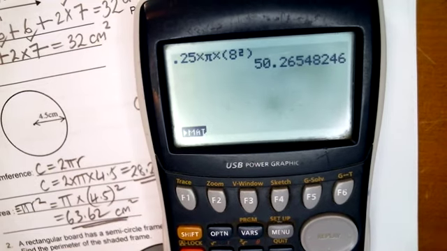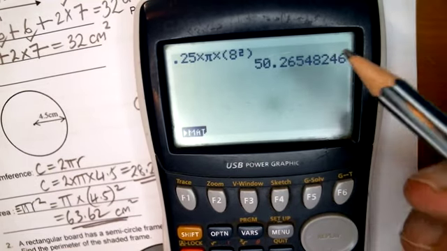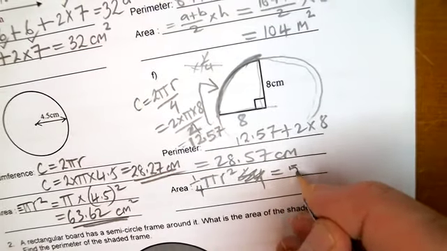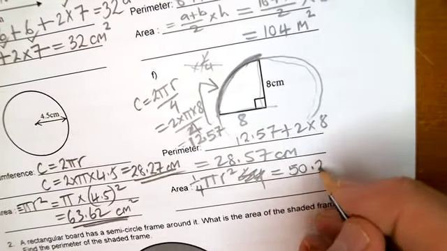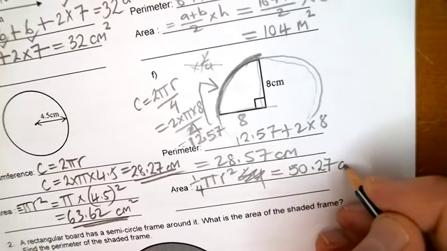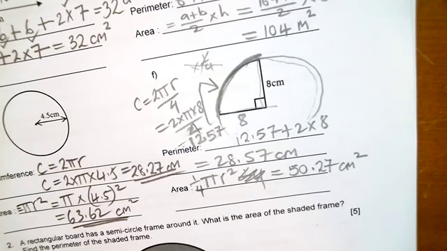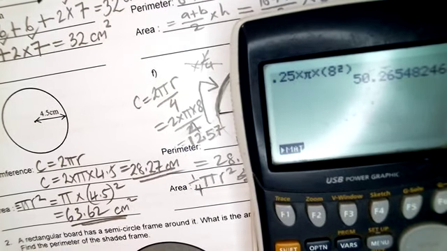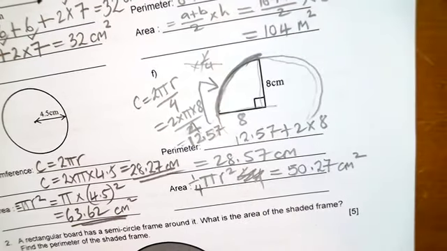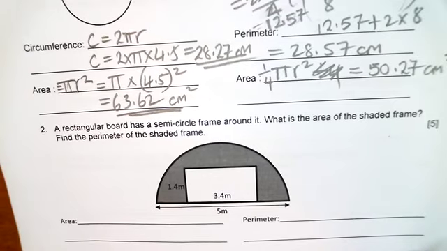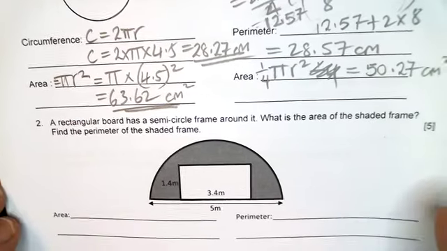We've got 50.27, equals 50.27. This would be square centimeters. So let's just make sure I've got that. I've got 0.25 times pi r squared, and I get 50.27. That's good.